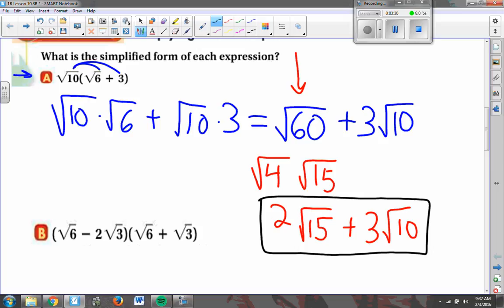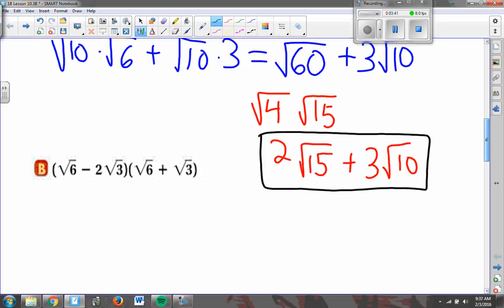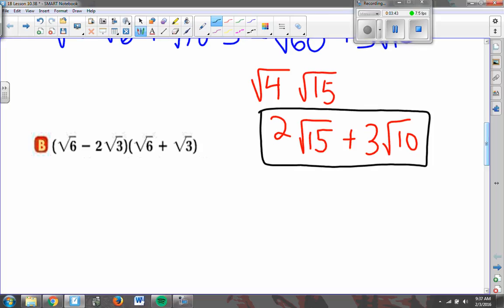Right? So that's what it looks like to use the distributive property on some square roots. You'll have to multiply and then simplify whatever you can to try to combine things. You may also be asked to do FOIL with some square roots, and that's what letter B here is asking us to do. We have the square root of 6 minus 2 square roots of 3, all of that in parentheses, times the square root of 6 plus the square root of 3 in parentheses.